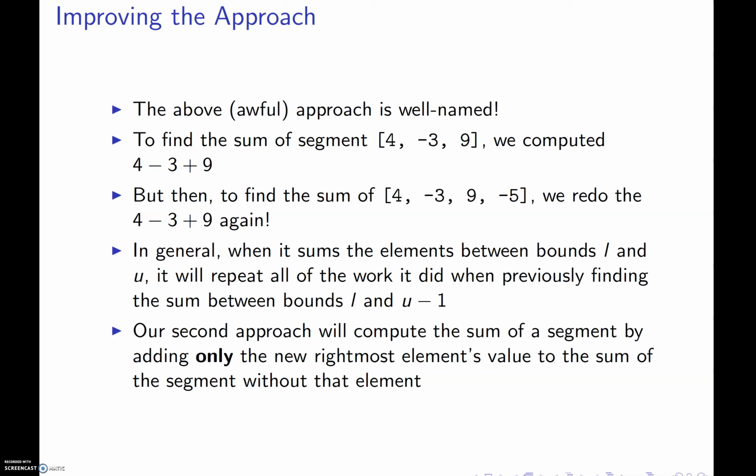Okay, so this approach is well named. It's not a great approach. It's the awful approach because it's going to be the slowest. To find the sum segment here, you had to compute this, but in order to get the next one, you had to compute the same value again. Why are we having to redo that work again? You probably want to avoid trying to do that. So in general, when it sums the elements between bounds, the lower bound and the upper bound, L and U here, we'll repeat all the work that we previously did by finding the bound of L up to U minus 1. That's not good. That's not efficient, okay?